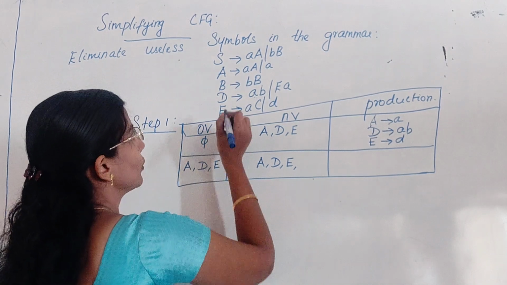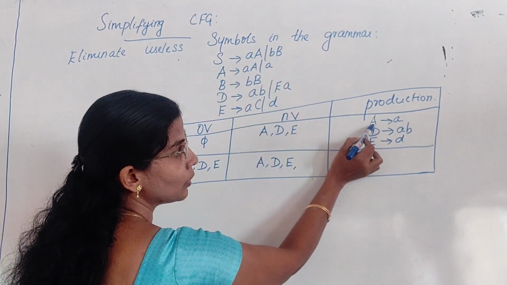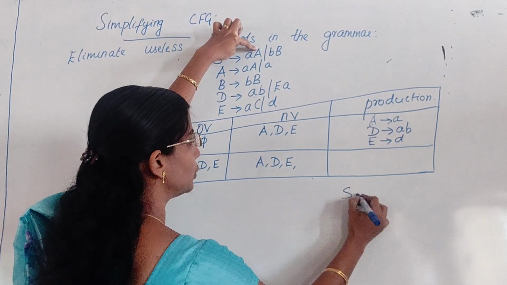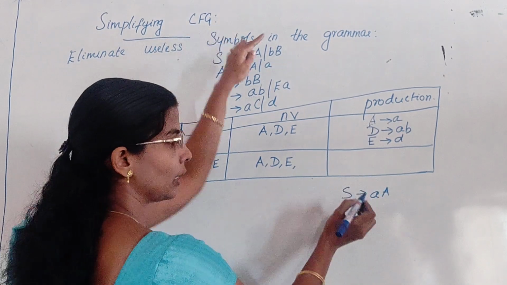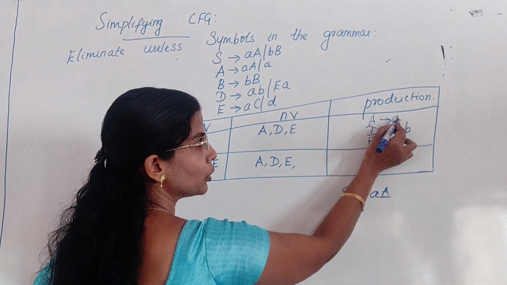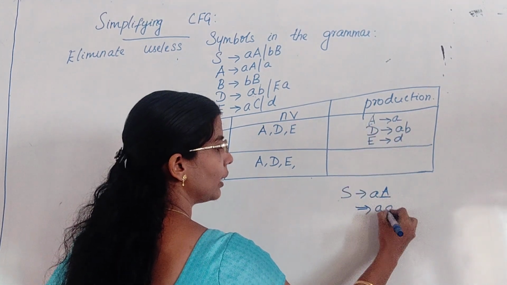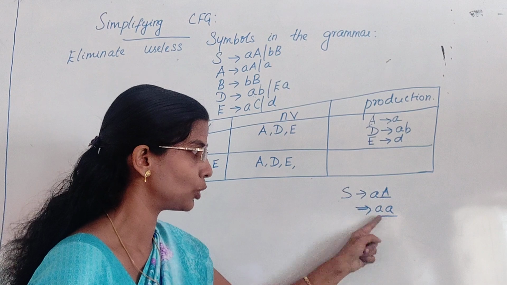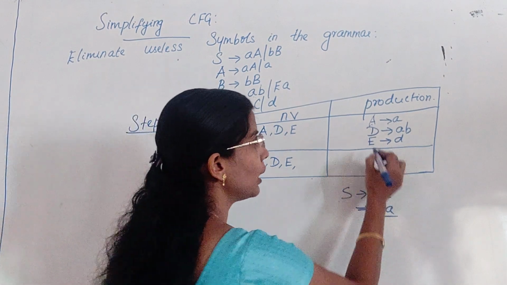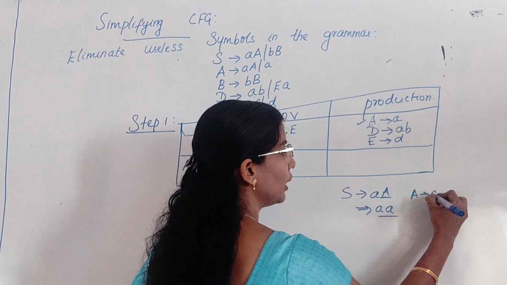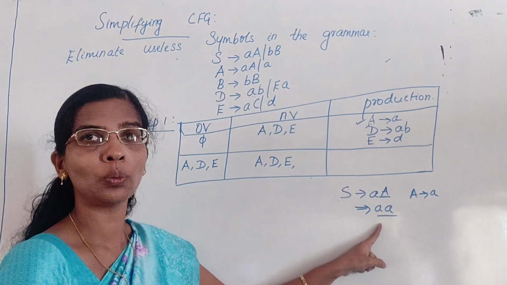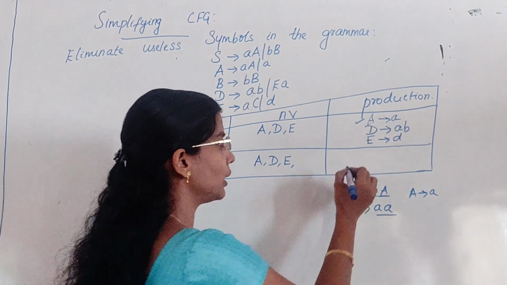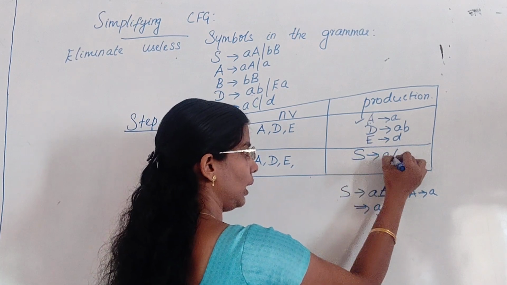So what is the first non-terminal? A. So I'll take this production and I'll check. S tends to A. A is my production. So in the place of this non-terminal, what am I going to substitute? Small a. Am I getting only terminal in RHS? Yes. After substituting this production, A tends to a, I am getting only terminal in RHS. Now what you have to do? Write this production here. S tends to A.